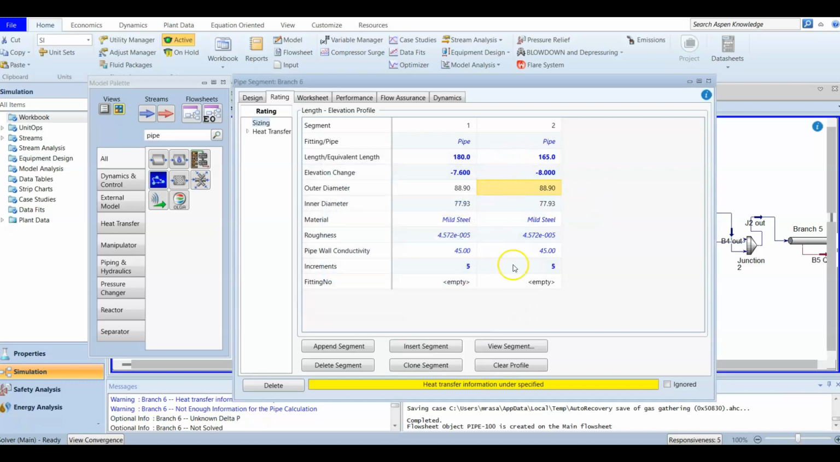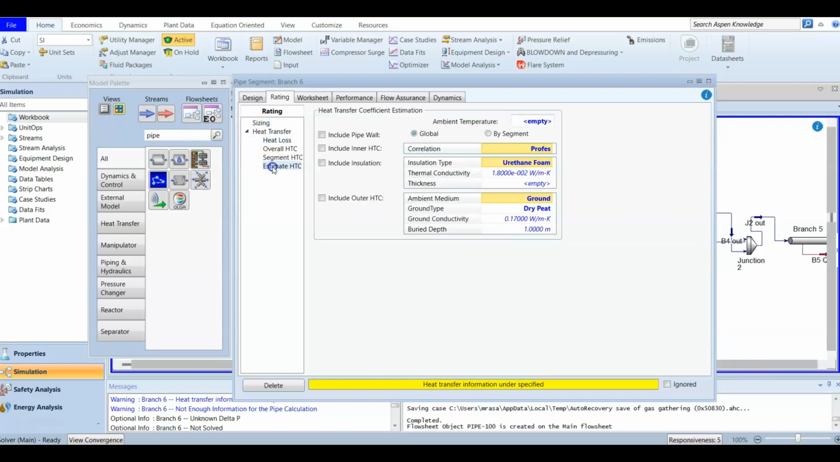So now we have added all the information. It's time to add the heat transfer information. So here we are going to estimate our HTC, and the temperature is 5. We don't have insulation, so we are going to include outer HTC. There is not enough information. This is the same way as well number 3.